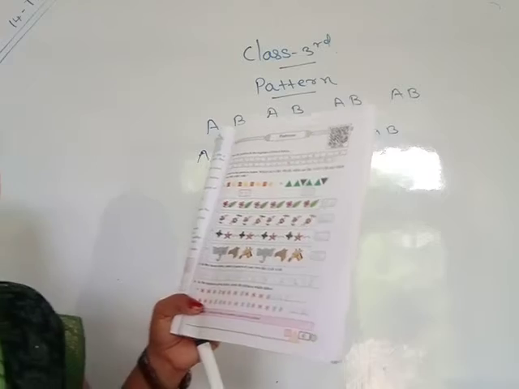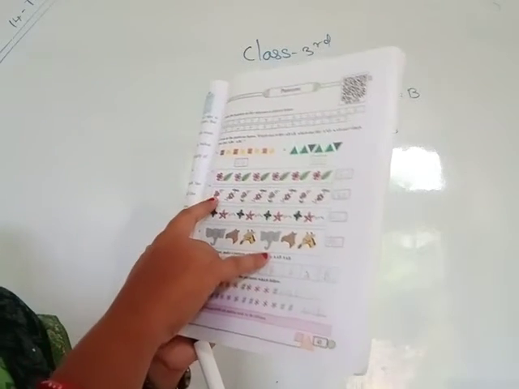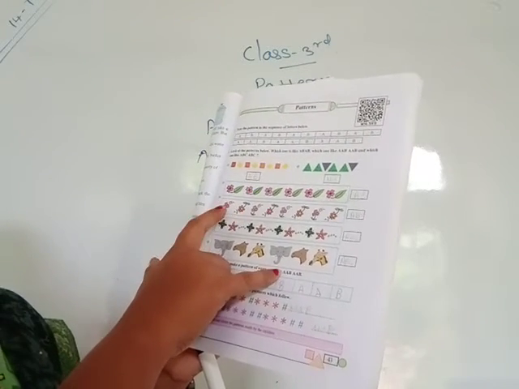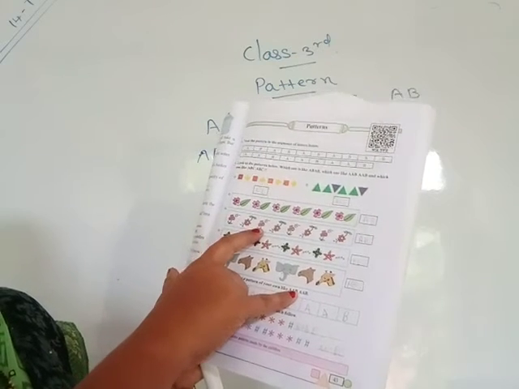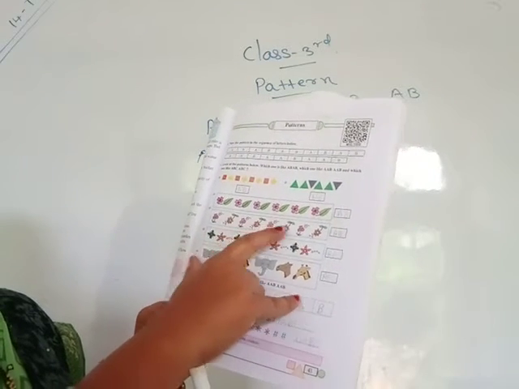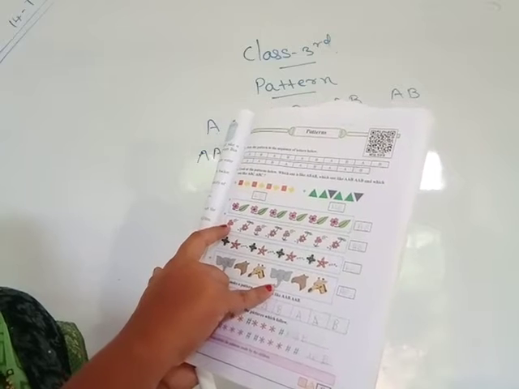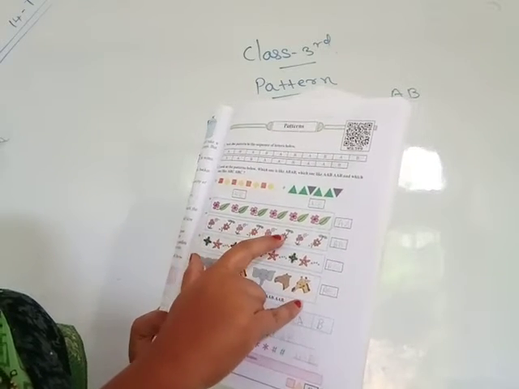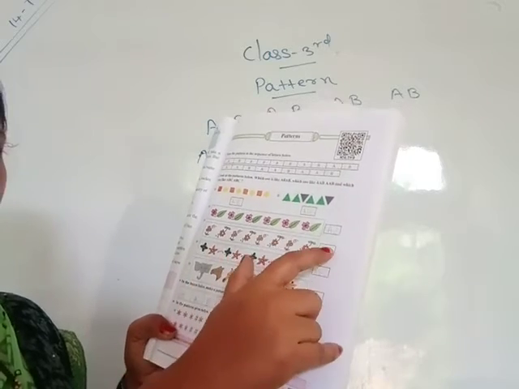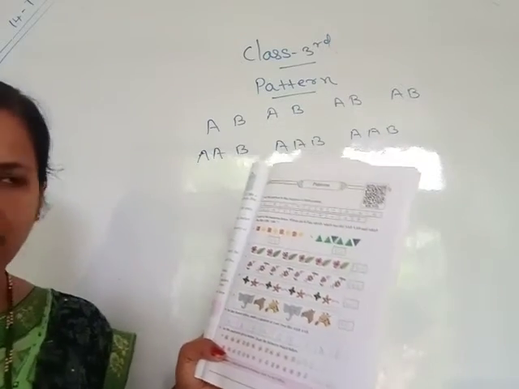AB. Next one, see this. Here one flower is here, here also one flower, this flower is different, this also different. Again this first one flower, again this second one. You see this is also an AB pattern. Here you take A, B, again A, B, A, B, A, B. Then you write the pattern AB.